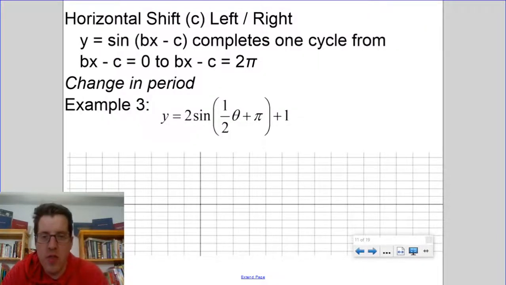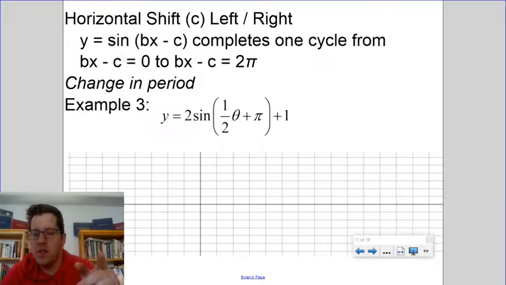Okay, so I'm going to leave you with this challenge. Can you graph this, which puts everything all together? I hope you can.